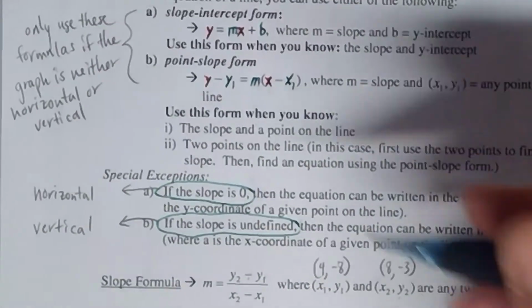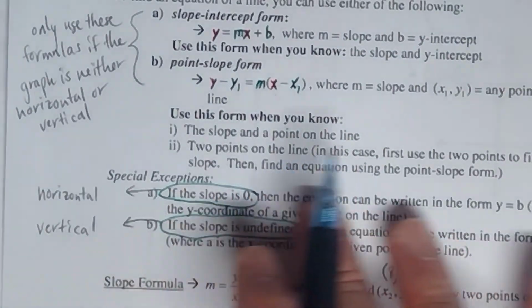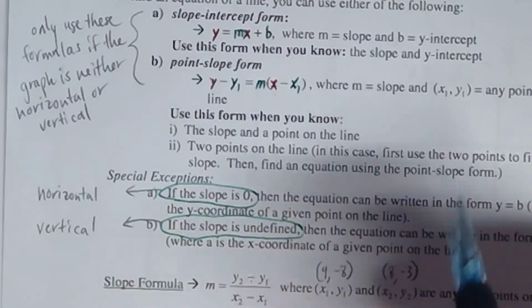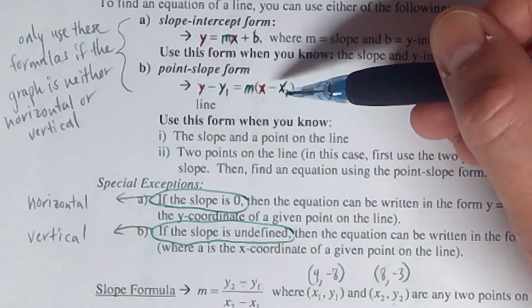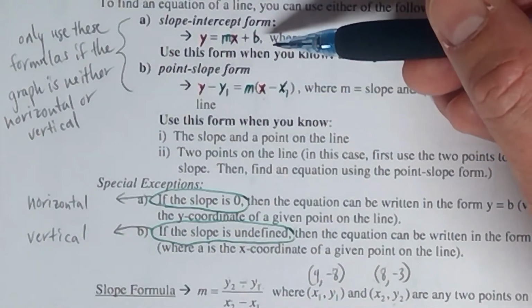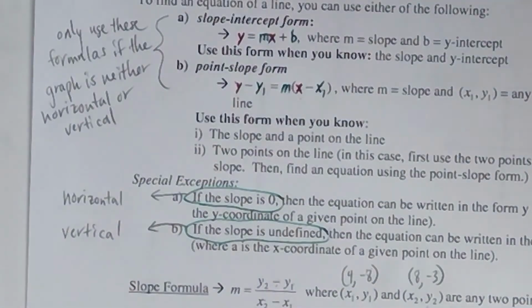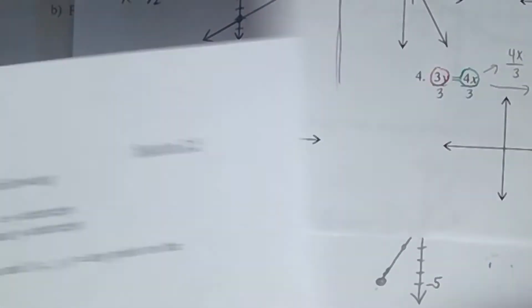All right, so zero or undefined on the slope, we're going to do these two strategies here depending on which slope it is. And then if it's any other type of slope, all right, then you use one of these two because that means that it's neither vertical nor horizontal. Remember, vertical and horizontal are special situations that require different types of rules, just like in the last section. Okay, so let's go back to the current problem.